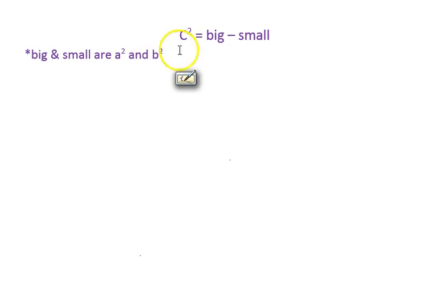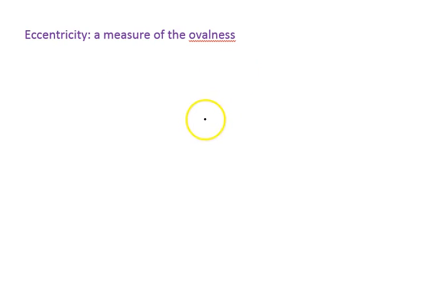Okay, this is how I want you to remember how to find c. The equation that I want you to think of is c squared is big minus small. The big and the small are the a squared and the b squared from the formula. So you can just look at the two denominators, and whichever one's bigger, subtract the smaller one, and that's your c squared. You'll have to take the square root to actually get c, but to me this is the easiest way to remember it. Another thing that might come up is eccentricity.